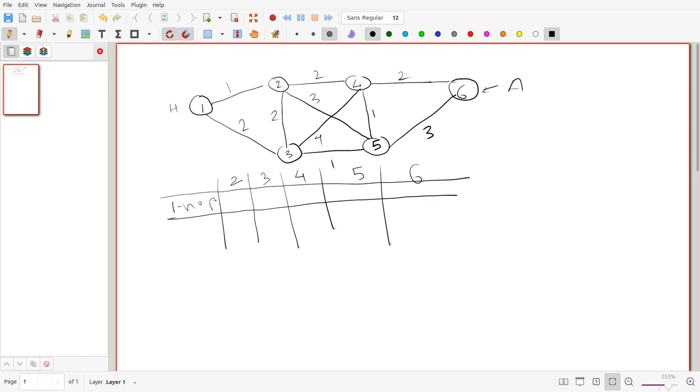And what this means, in each of these empty cells, I'm going to write down the minimum amount of time it takes me to get from my source, which happens to be node 1, to this particular node. So, how much time does it take me to get from node 1 to node 2 in one hop? Well, it takes me 1 unit of time. I can clearly see it from the graph. Similarly, it takes me 2 units of time to get to node 3.